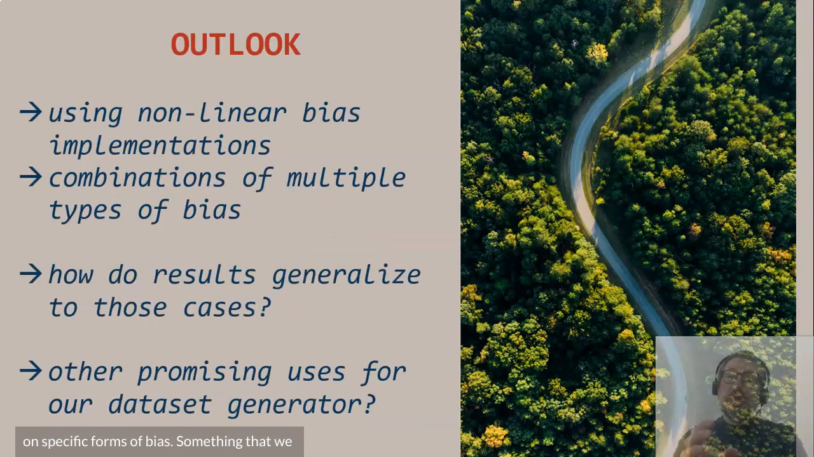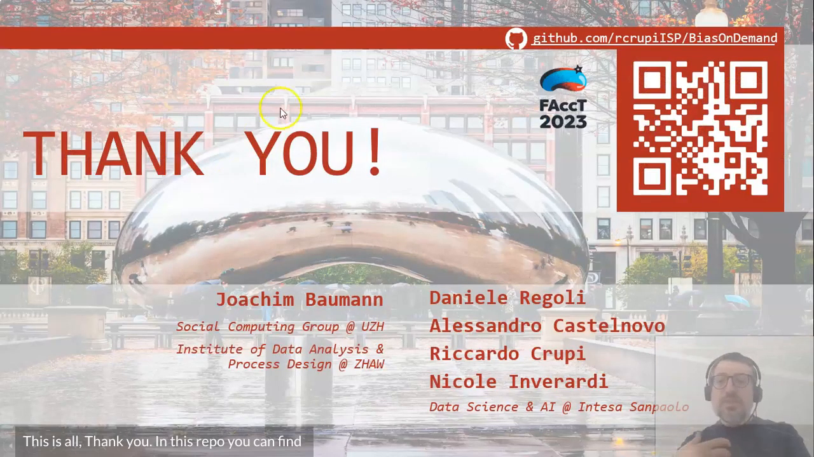Something that we want to do that we have still not yet fully investigated is the extension of the generator to non-linear cases. The implementation of bias in the generator are almost all linear, but what happens if you have nonlinearities? Do the results that we find in the linear case generalize? Another interesting thing to do is to investigate the combinations of bias. You can find some attempts in the supplementary material of the paper, but much more can be done in order to find something interesting when you have combined types of bias. And then, in general, we need to find other promising experiments to do in order to find interesting and useful insights. So this is all, thank you.